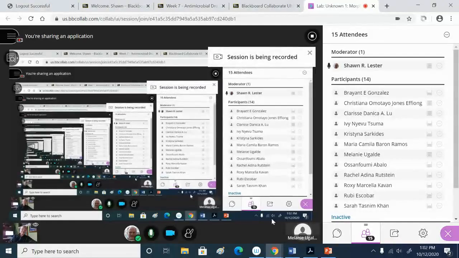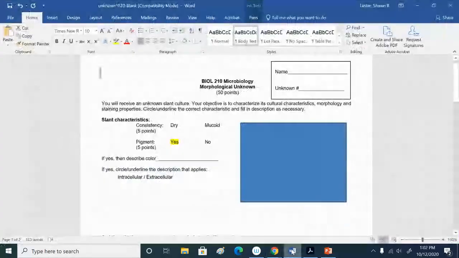So we'll talk about the unknown first. So this is an example of kind of what your unknown will look like, except that you'll have pictures of things, right? Since we cannot actually do any lab work. But this is the same kind of handout that you would do in lab. It's just that you would do the actual work, you would make drawings, and you would interpret what you see.